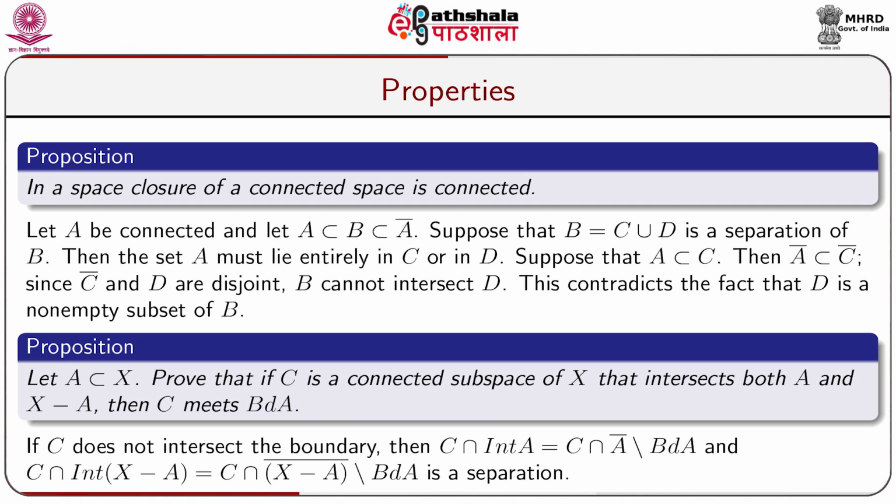We shall prove this by the contradiction method. If C does not intersect the boundary, then in fact C intersection interior of A and C intersection interior of X minus A becomes a separation, which contradicts that C is a connected subspace of X, and therefore the proposition holds.